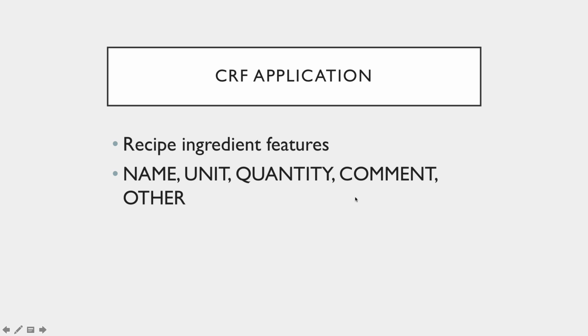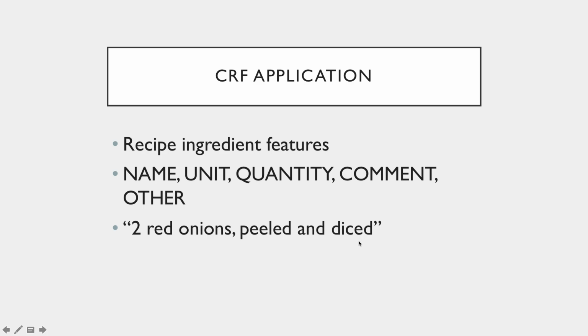We'll move on to the application towards recipes. So when you think about the features of a recipe ingredient, there's a lot of inner features. Think about a name, a unit, a quantity, a comment, or another remark. So even looking at a phrase like 2 red onions peeled and diced, obviously 2 is a quantity and red onions is a name, but what about peeled and diced?